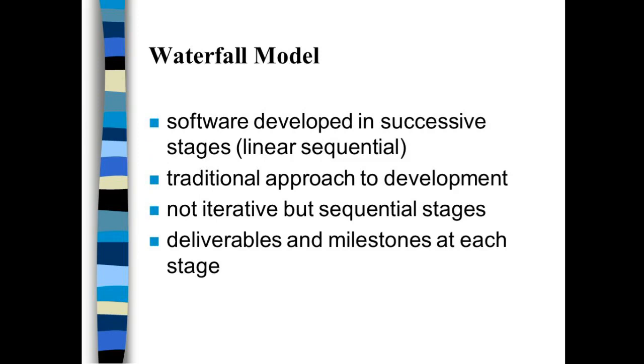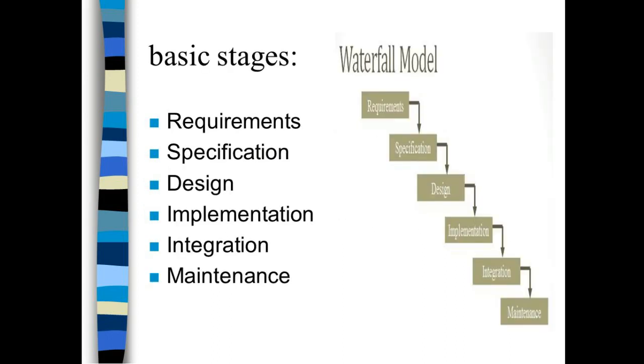The first example of the linear sequential model is the waterfall model. In this model, software is developed in successive stages. It is a traditional approach to development. It is not iterative. It is sequential stages. In this model, there are deliverables and milestones at each stage. The structure of the waterfall model is shown. In this waterfall model, the first step is the requirement. Then we have specification, design, implementation, integration, and then maintenance.